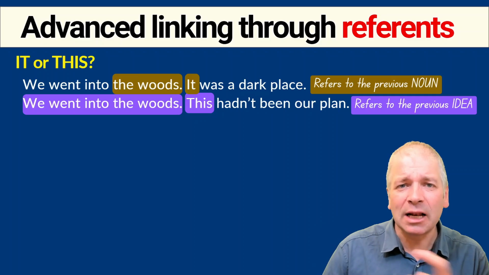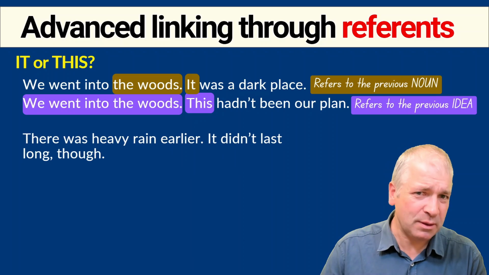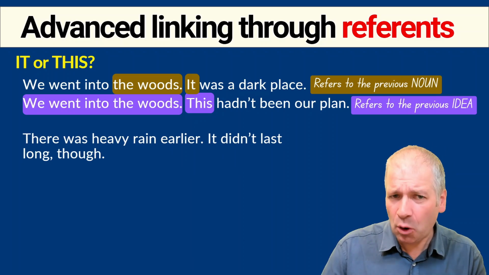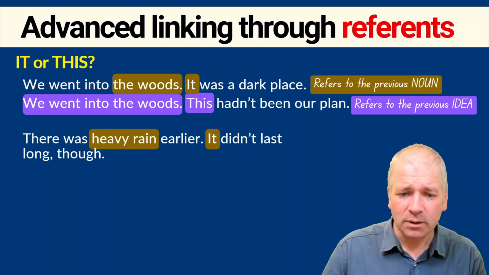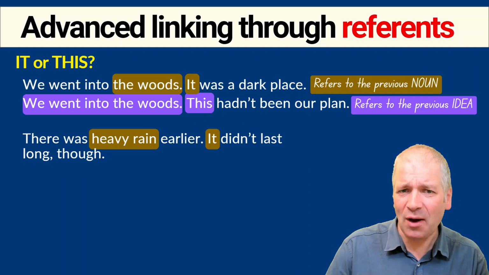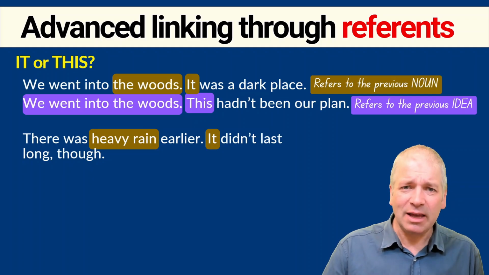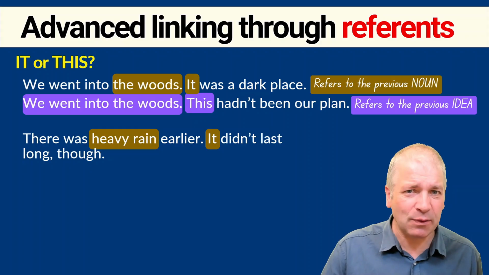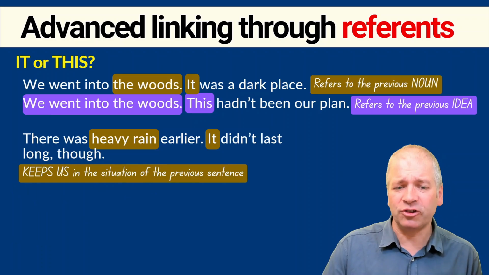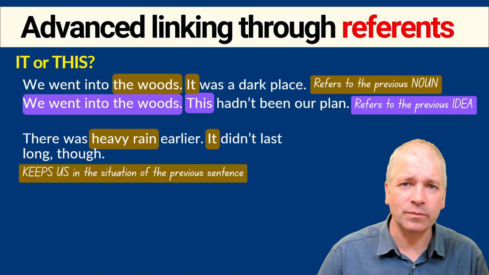But there's a little bit more to know at an advanced level. Look at this sentence here. There was heavy rain earlier. It didn't last long though. So it refers to heavy rain, but think about the time of the second sentence after it. It is at the same time as the heavy rain. So it keeps us in the situation of the previous sentence. It doesn't move us forward.